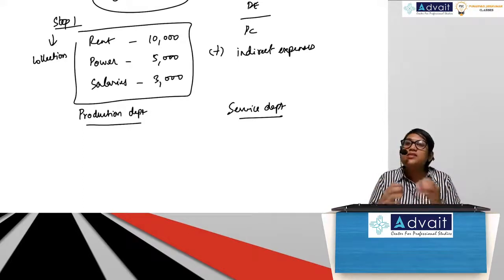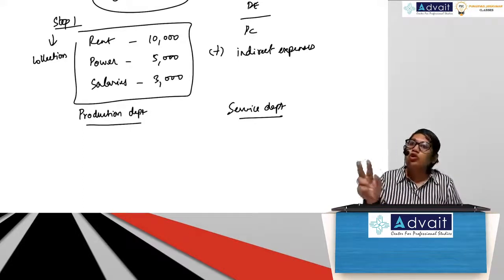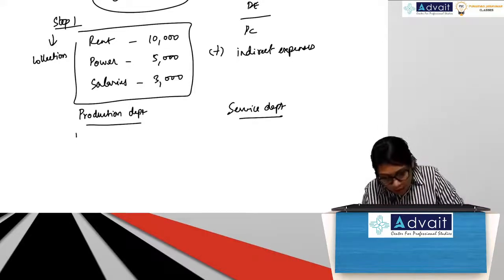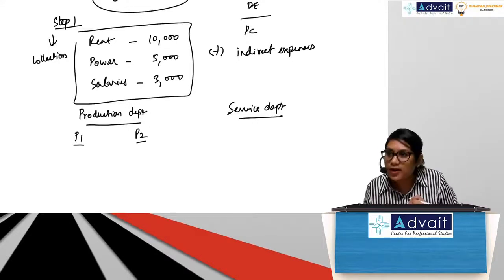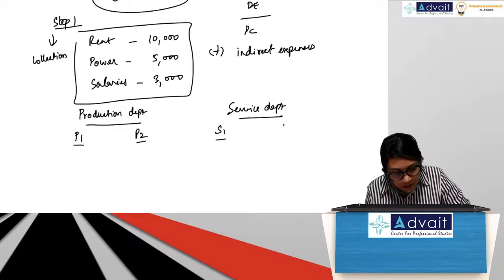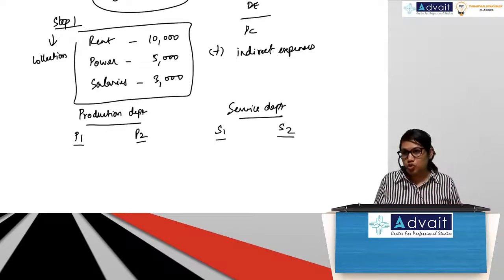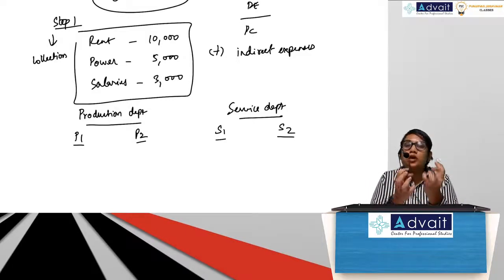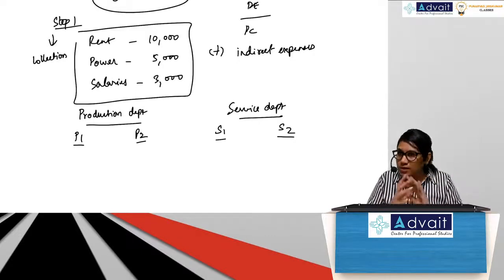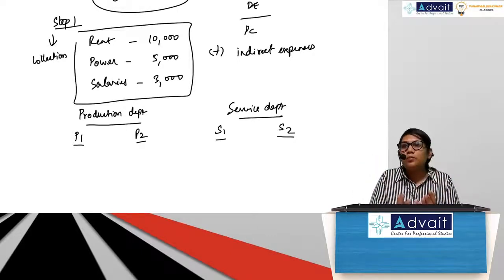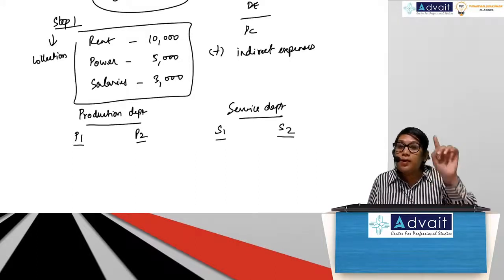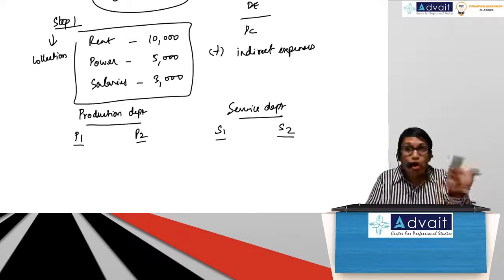Okay. Now let's assume I have 2 production departments and I have 2 service departments. My production departments are P1 and P2 and my service departments are S1 and S2. What are service departments? Service departments are those departments which support the production departments. See, now the production department is the department where production is happening. Production department has to focus on production. They cannot do other things.